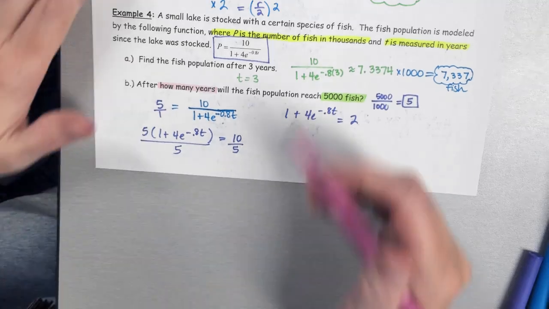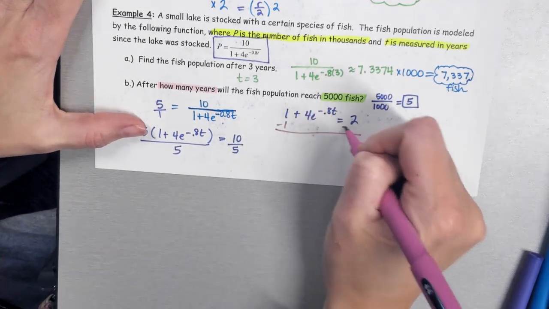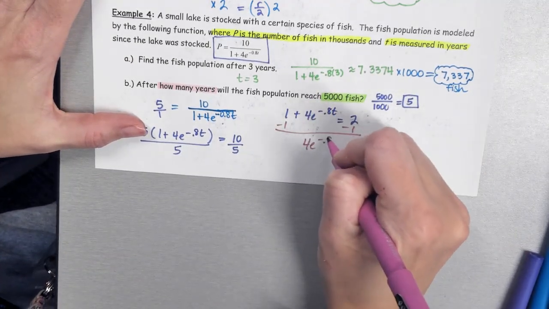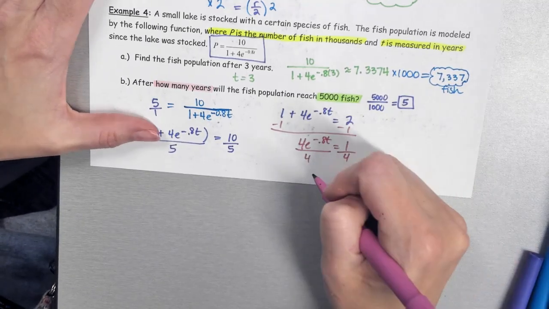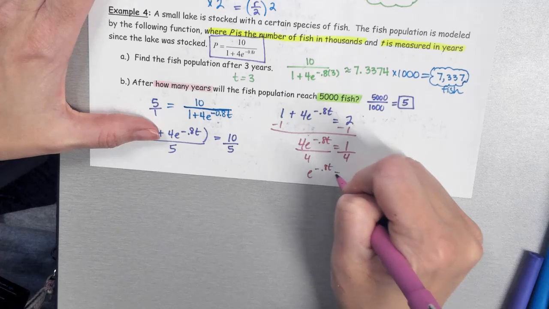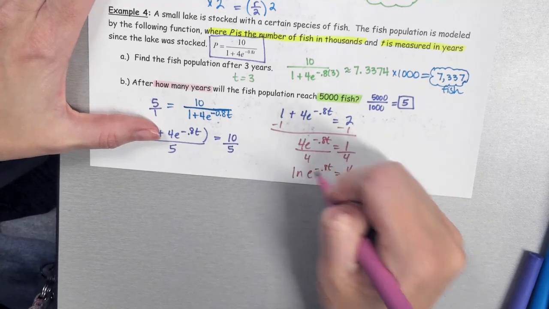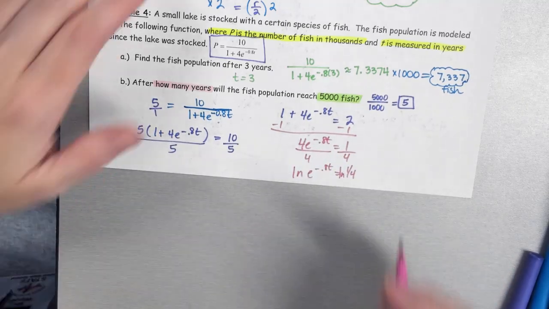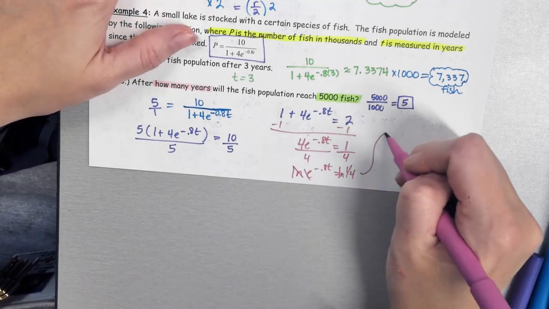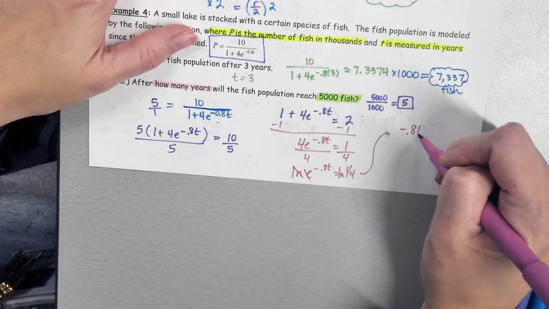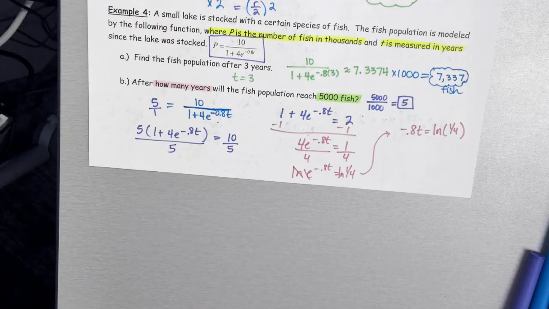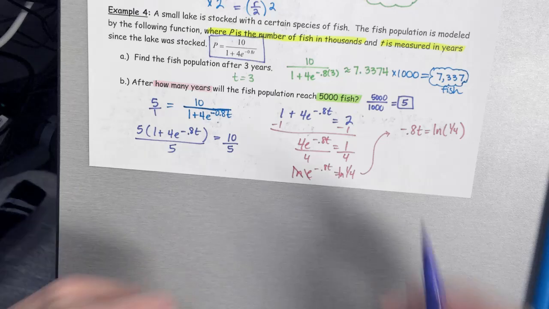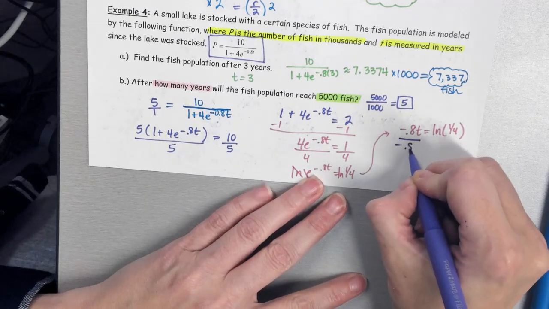All right, so then we should subtract 1 from both sides. Then we're going to divide by 4. Then we're going to take the natural log of both sides. So you get negative 0.8t equals the natural log of 1/4. And then your last step is going to be to divide.